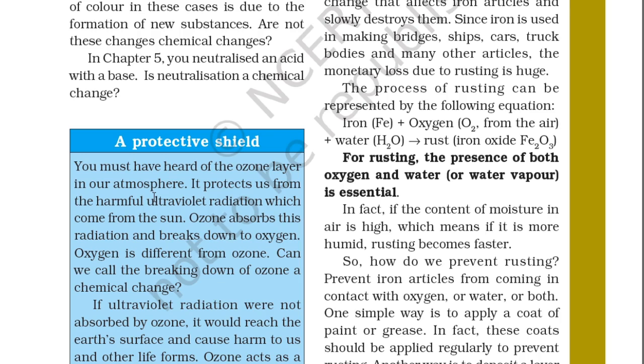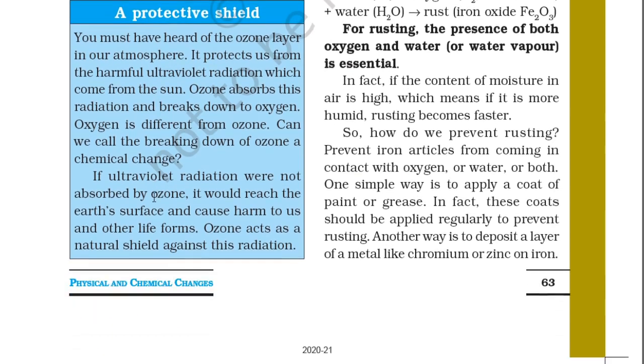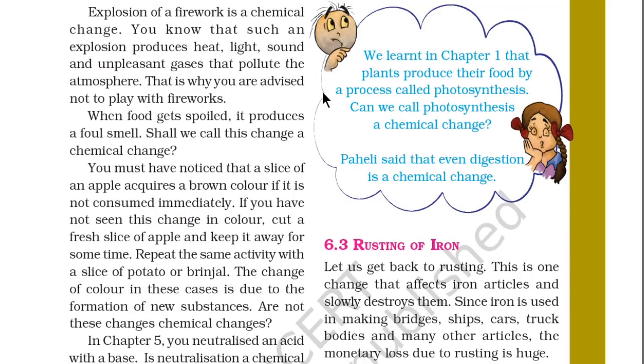Can we call the breaking down of ozone a chemical change? If ultraviolet radiations were not absorbed by ozone, they would reach the Earth's surface and cause harm to us and other life forms. Ozone acts as a natural shield against this radiation. So ozone is very helpful in our environment. We learned in chapter 1 that plants produce their food by a process called photosynthesis. Can we call photosynthesis a chemical change? Paheli said that even digestion is a chemical change. So they are right.